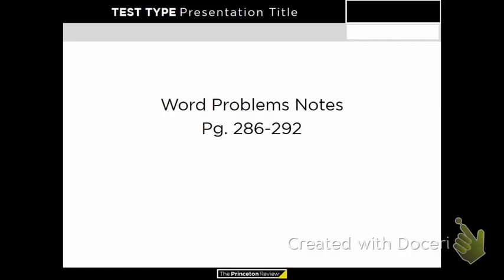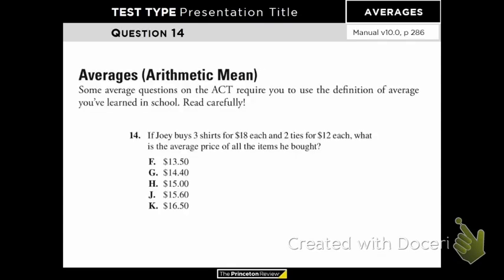All right, guys, so we are going to be going through the rest of the word problem section for the math portion for this week in ACT Prep. I'm just going to be walking you through the notes, going through the practice problems with you, explaining some things, and then you'll have an assignment to do at the end. So go ahead and open your books, page 286, and we're going to start there.